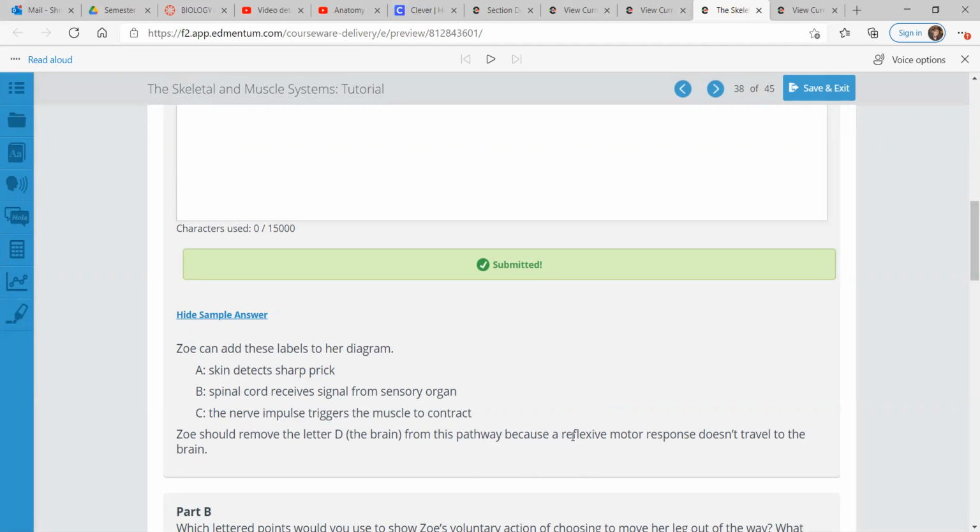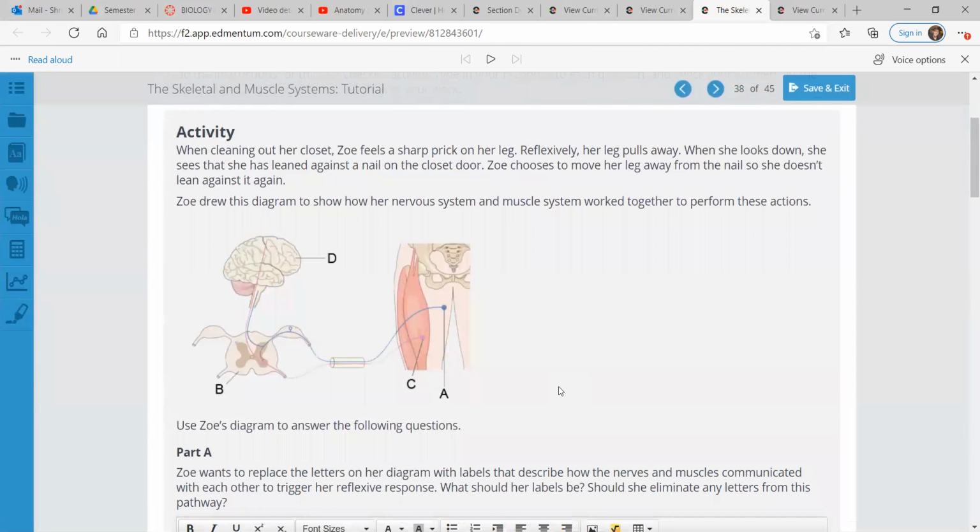And she should remove the letter D, the brain, because like we said, if something is a reflex, it doesn't go to your brain. It only goes through the spinal column.